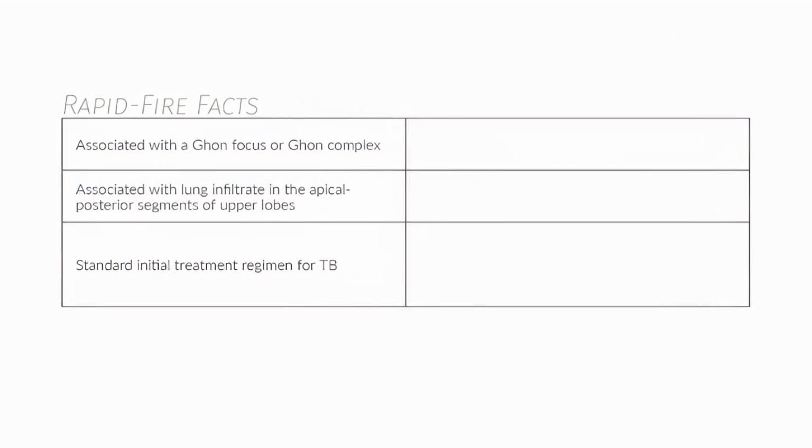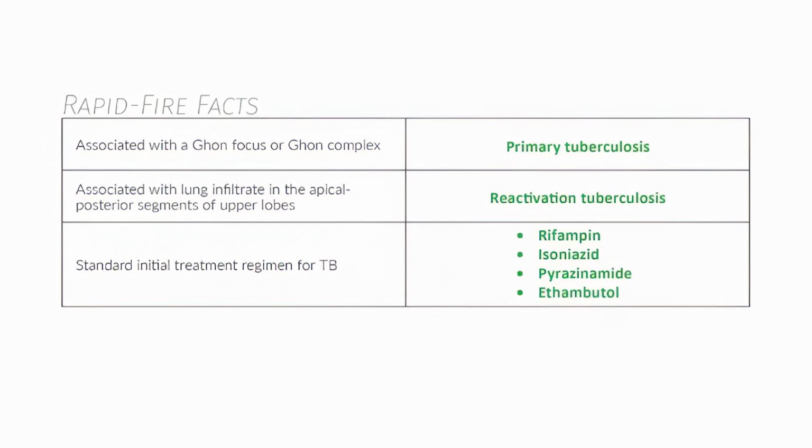Now let's look at these rapid-fire facts. So associated with a Ghon focus or Ghon complex, again that's primary TB. Associated with lung infiltrate in the apical posterior segments of the upper lobes, that's reactivation TB. Then the standard initial treatment regimen for TB is RIPE: rifampin, isoniazid, pyrazinamide, and ethambutol. That's it for now. I'll see you next time.